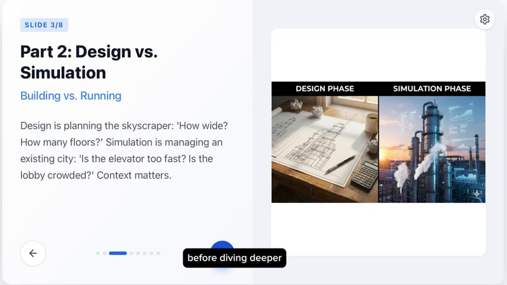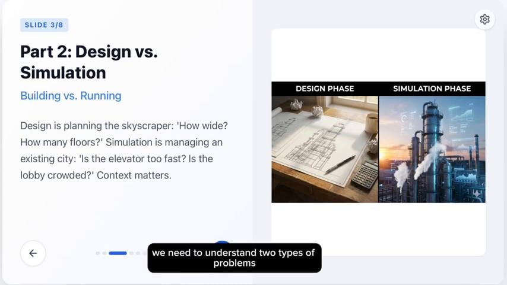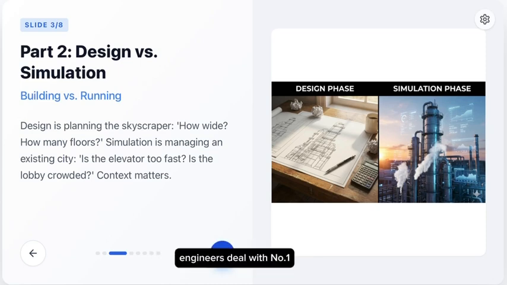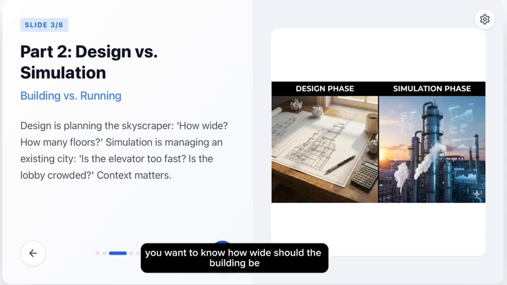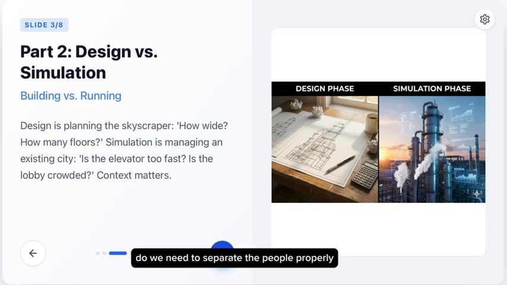Before diving deeper, we need to understand two types of problems engineers deal with. Number 1. Design problems. This is like building the city. You don't have a tower yet. You want to know, how wide should the building be? How many floors do we need to separate the people properly? How much cooling and heating will we need? This is like planning a brand new skyscraper.